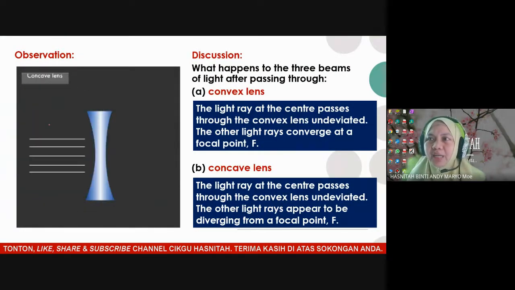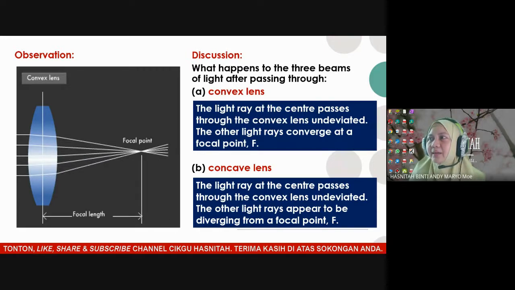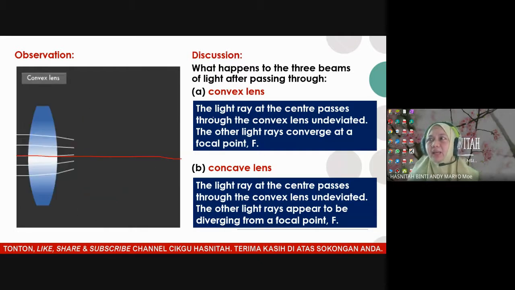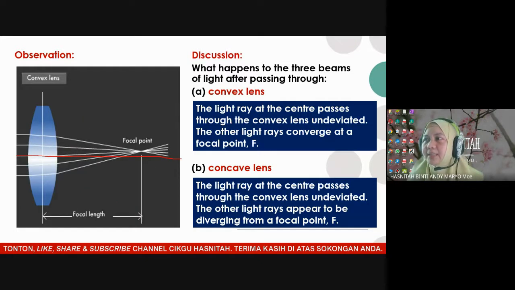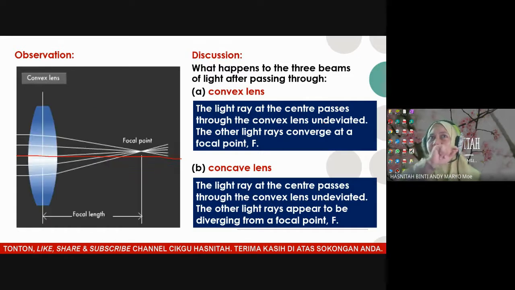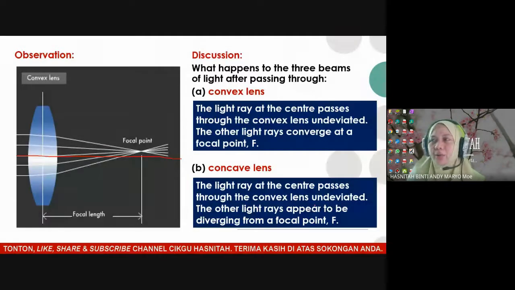So when we are using a convex lens, this is the ray diagram you are going to get. The light ray at the center passes through the convex lens without being refracted. Same thing goes for the concave lens. Undeviated means without being refracted, meaning it continues to travel in a straight line. This is the light at the center, at the principal axis.